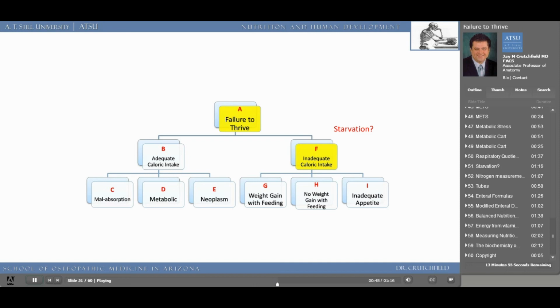In box G here, we see weight gain with feeding. The most common cause of this is fluid weight. We're giving the patient too much intravenous fluid and not enough calories. In box H, where they have no weight gain with feeding and we're giving them inadequate caloric intake, we need to increase the calories. If a patient simply isn't eating and they're not taking in enough calories, they can go into negative nitrogen balance and begin starvation mode.